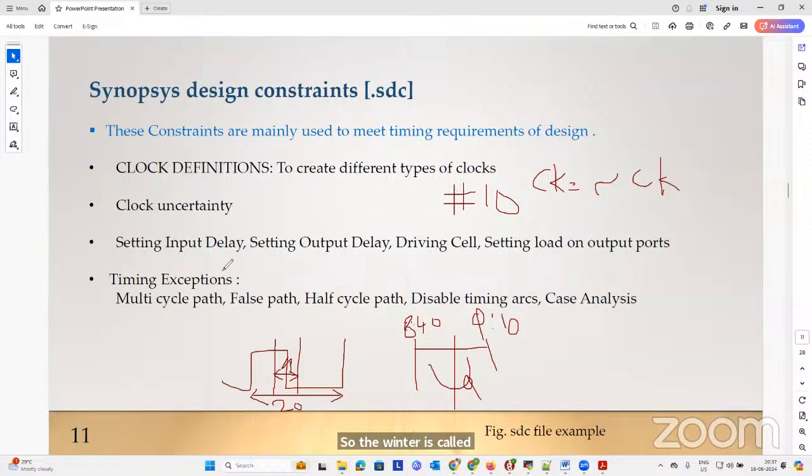Next is input delay. So we want to set some input delay to our transition. So this is 0 input delay.